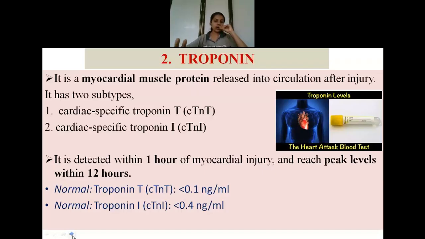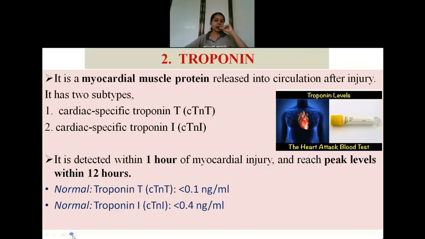Okay, there are two forms of troponin. The first one is cardiac specific troponin T, which we call trop T. The next one is cardiac specific troponin I, which we call trop I. So these are the two types of troponin.